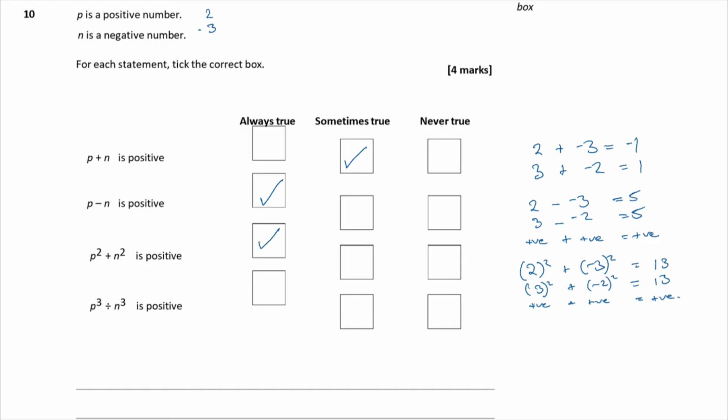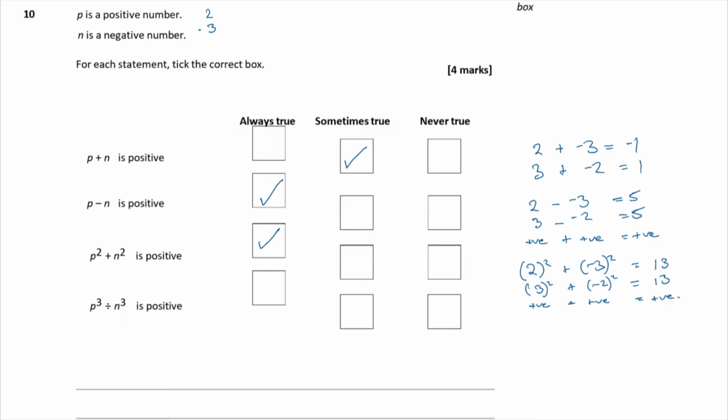P cubed divided by n cubed. Okay, now in this case, when you cube a number, it retains its sign, doesn't it? So if you cube a positive number, you get a positive number. But if you cube a negative number, you still get a negative number, because a negative times negative is positive, and times a negative again gives you a negative number again.